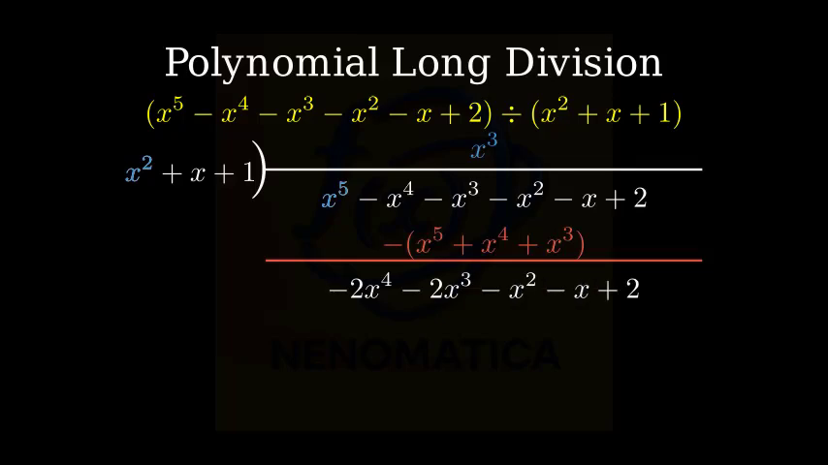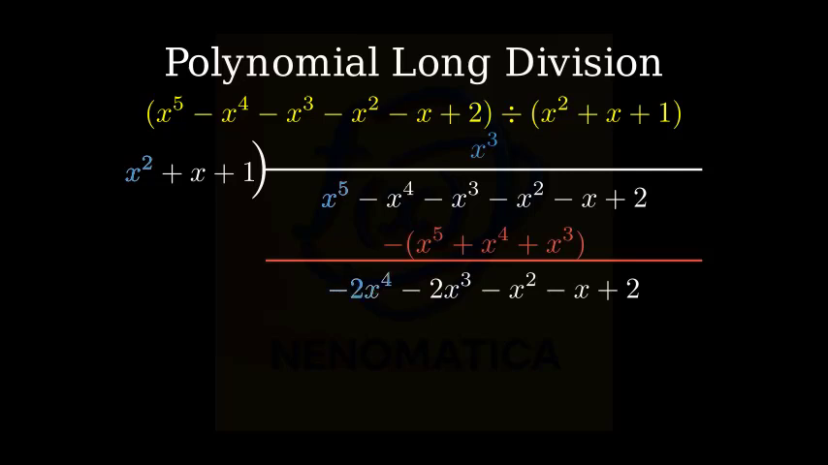Next, we subtract this result from our dividend. We'll change the signs and add. So we get negative x to the fifth minus x to the fourth minus x cubed plus x to the fifth minus x to the fourth minus x cubed minus x squared minus x plus 2. Now we bring down the next term and repeat the process.